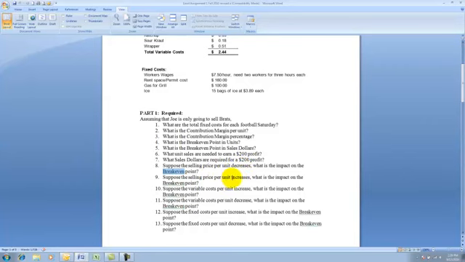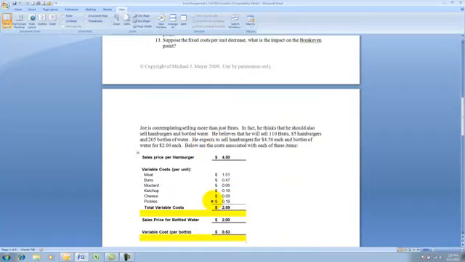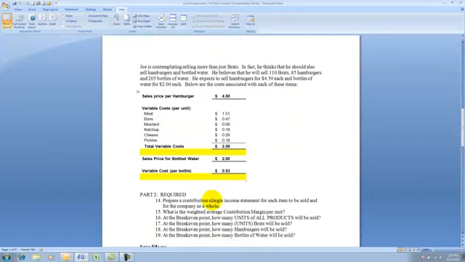Same thing, what happens if selling price increases? What happens if variable costs increase or decrease? What happens if fixed costs increase or decrease? All of this deals with one product. So what if you sell multiple products? That's what part 2 of the problem does.